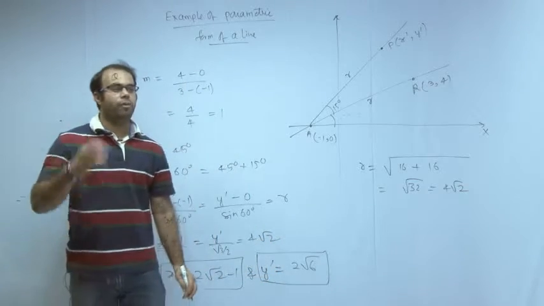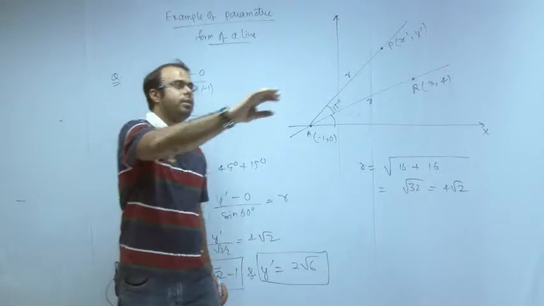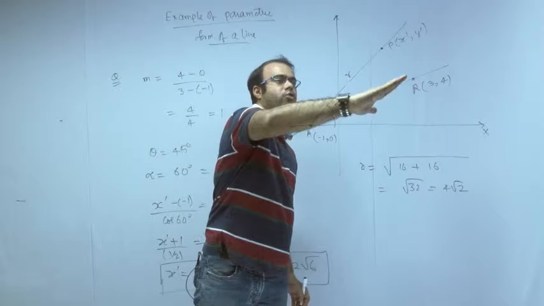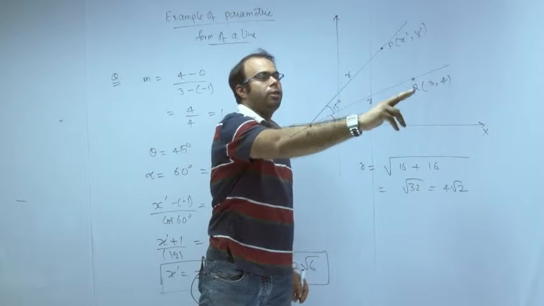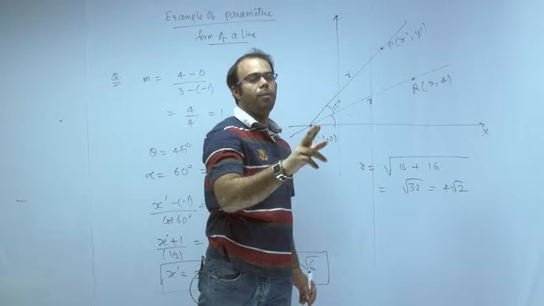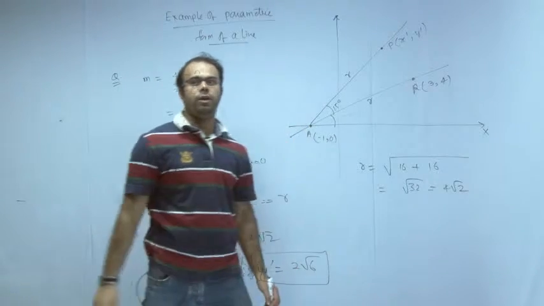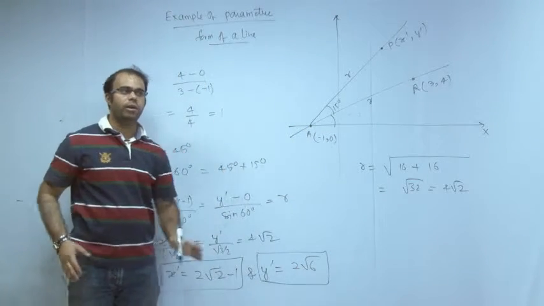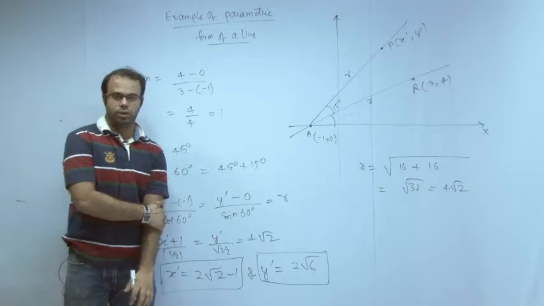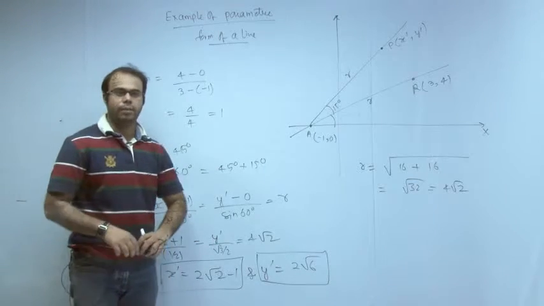So the parametric form has been used for finding this point when this line is rotated by some given angle, and this point is also given, and this point about which we have rotated it is also given. So these types of questions may be helpful in solving various numerical-based examples.